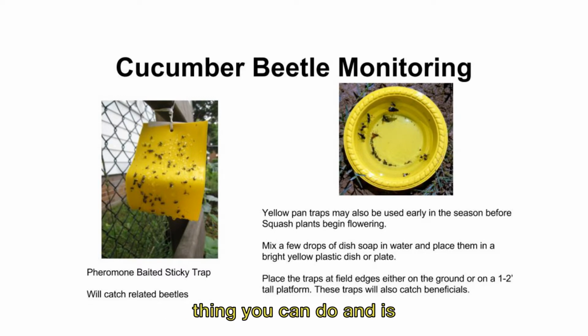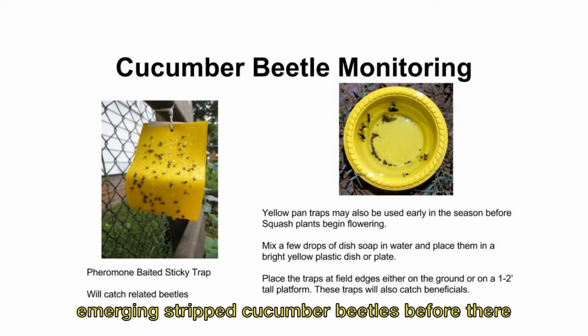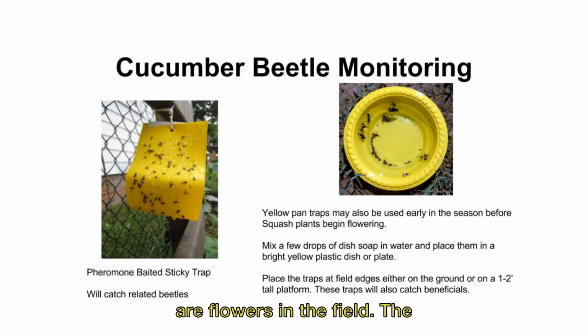Another thing you can do is you can use bowl traps. The color is what's attractive about this, so all you need to do is put water with a few drops of dish soap to break the surface tension. These do a pretty good job of catching early emerging striped cucumber beetles before there are flowers in the fields.